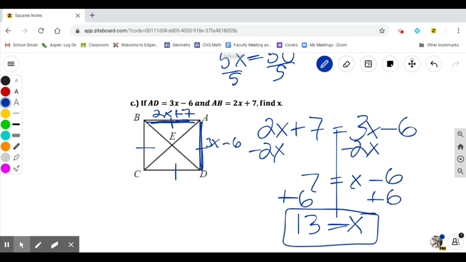Okay, so those are all the examples I'm going to do because the squares are pretty basic. One other thing that might come up in the practice is they might give you something for like these little pieces. Remember that in a square, all four of them are equal. So just keep that in mind when you're doing your practice.